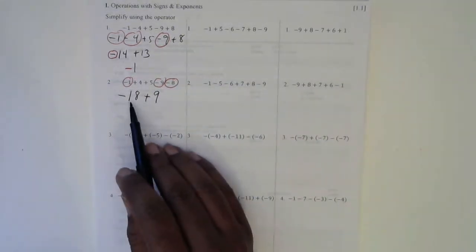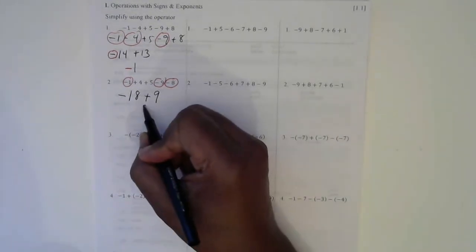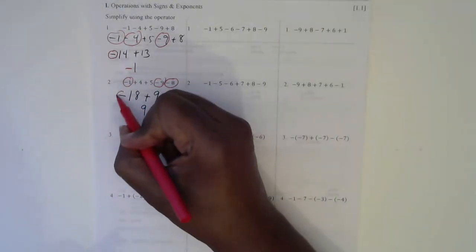Now these are different signs, -18 and positive 9, so different signs subtract. So 9 from 18 leaves 9, and the bigger sign always wins. Therefore, the 18's negative will win, making this a -9.